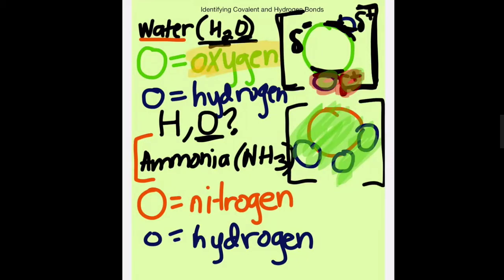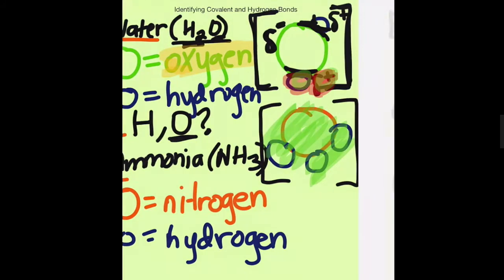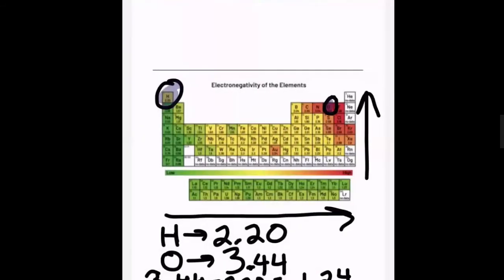So let's figure out which atom is partially positive and which atom is partially negative. So if we go back to the periodic table that has the electronegativity of the elements, hydrogen over here, same thing as before, is on the leftmost side, while nitrogen is on the right side. So nitrogen has a higher electronegativity than hydrogen.